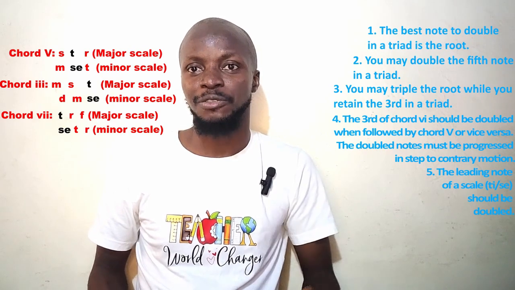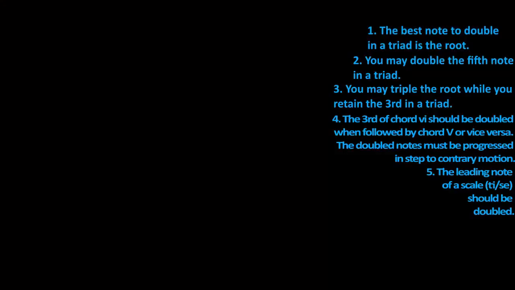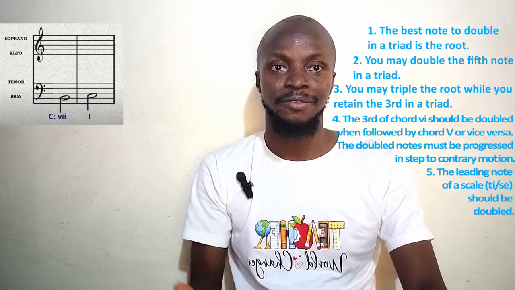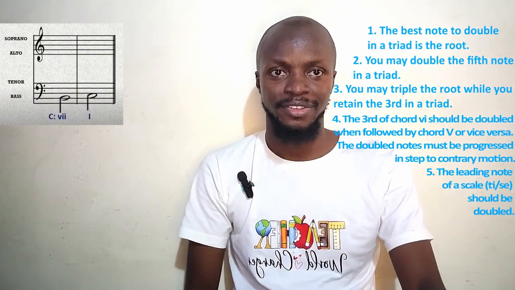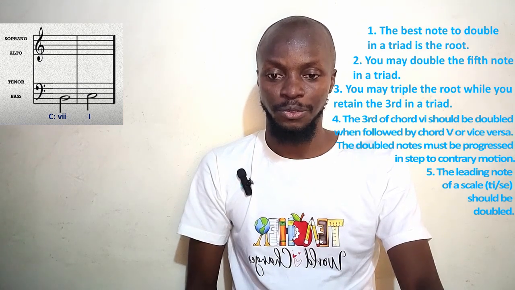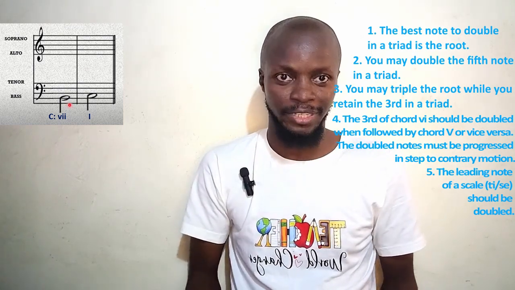Instead, you can think of doubling the root or the fifth. Let's continue from there. We also have other examples here. Let's see chord 7 going to chord 1. So don't double the root of chord 7. Don't double this guy here. The best note to double is the fifth in this case.